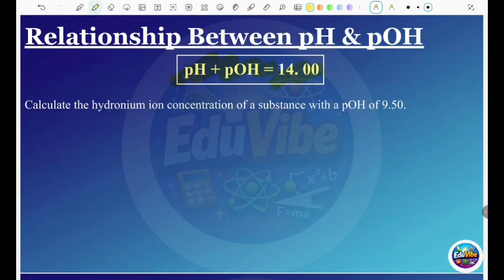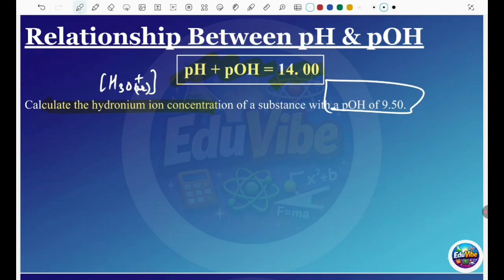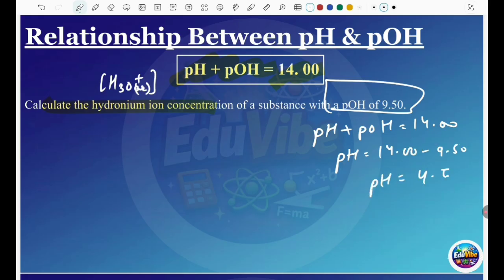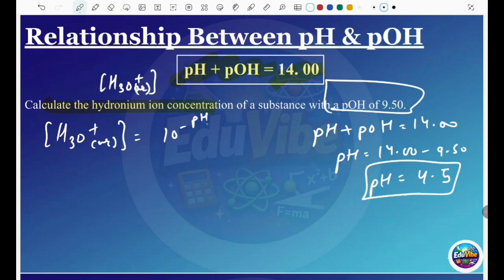You will get questions related to this too, where they ask you to calculate the hydronium ion concentration, but you are given the pOH. So basically you have to first find the pH. So pH plus pOH is equal to 14.00. To find the pH, you do 14.00 minus 9.50. So what do you get as pH? You get 4.5. And to find the hydronium ion concentration, you know this is equal to 10 raised to minus pH. So 10 raised to minus 4.5. You get 3.16 times 10 raised to the power minus 5 moles per liter. But you want two significant figures, so 3.2.